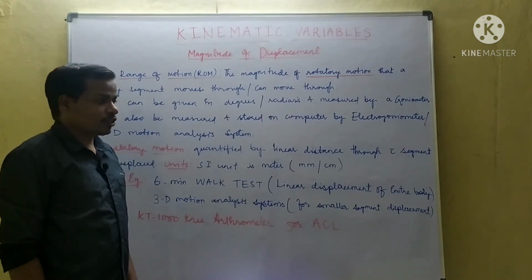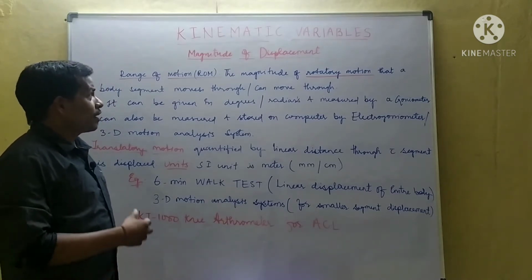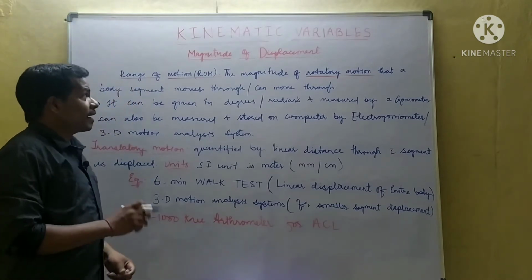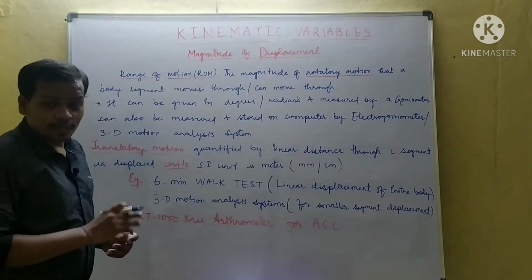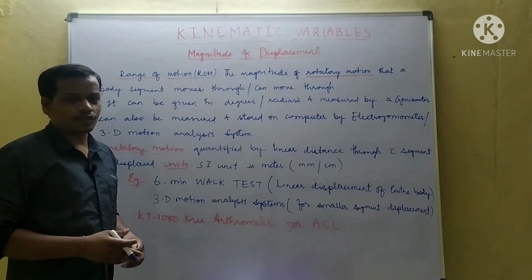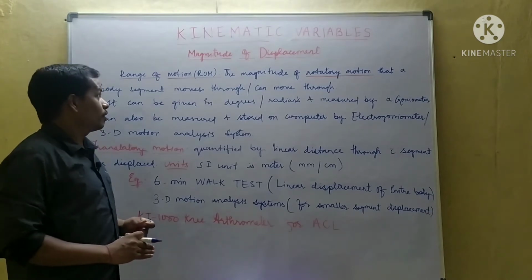Today's topic for discussion is the fourth kinematic variable, which is known as the magnitude of the displacement. The magnitude of the displacement with respect to rotatory motion and with respect to translatory motion. Let us see first with respect to rotatory motion.